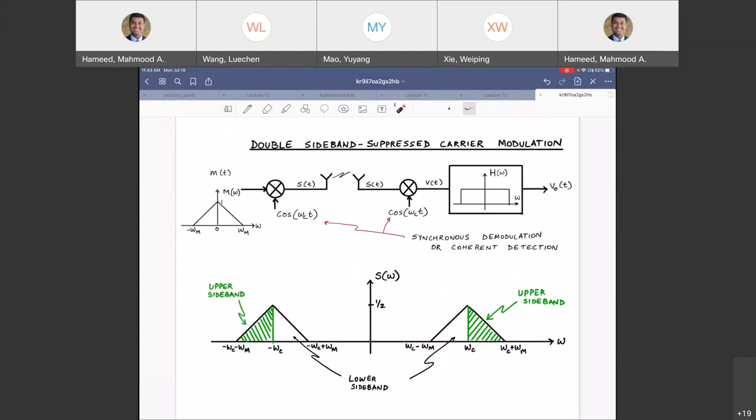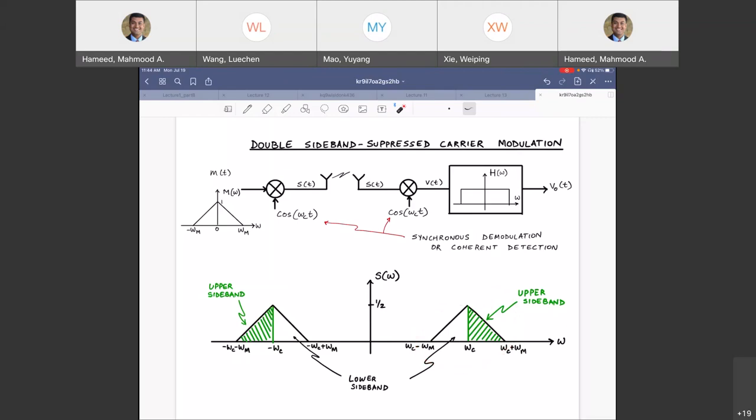How would I be able to reconstruct my message? Exactly the same, right? If I multiply this with a cosine at omega c, this half comes here, and this half comes here, giving back my message. But if I do lower sideband transmission, then I need to bring this over here, and this over here. So I need to appropriately multiply it with the cosine signal. So I do crisscross, and then I've got my message. Low pass filter, extract.